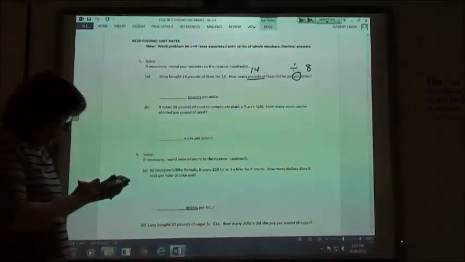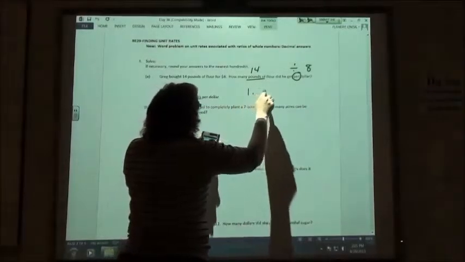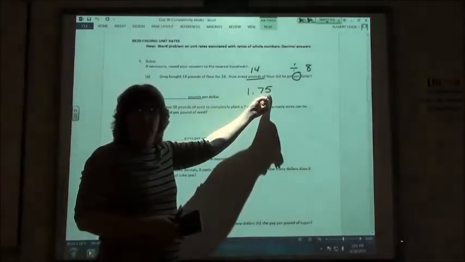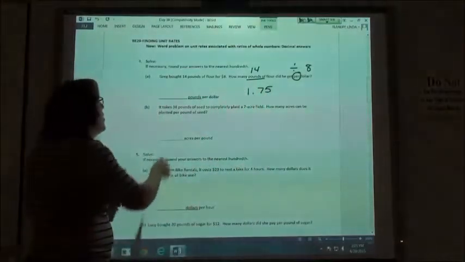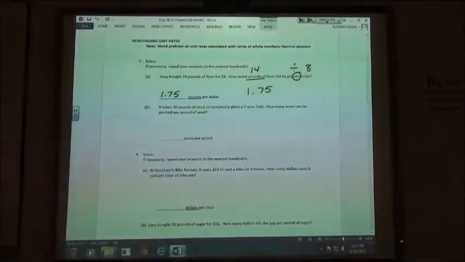If I do 14 divided by 8, I get 1.75. It says round to the nearest hundredth, where it already is in the hundredth place, so I don't need to do any rounding. 1.75 pounds per dollar is how much flour I get.